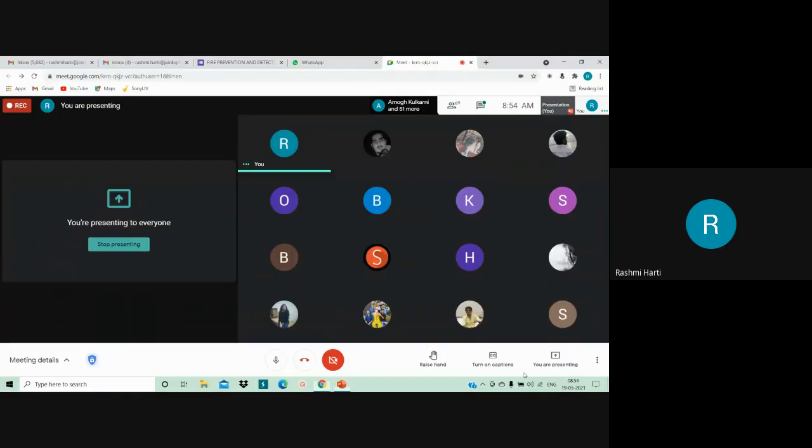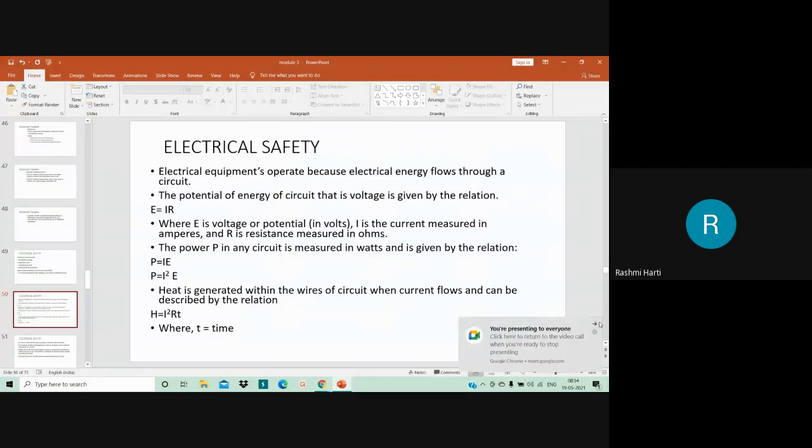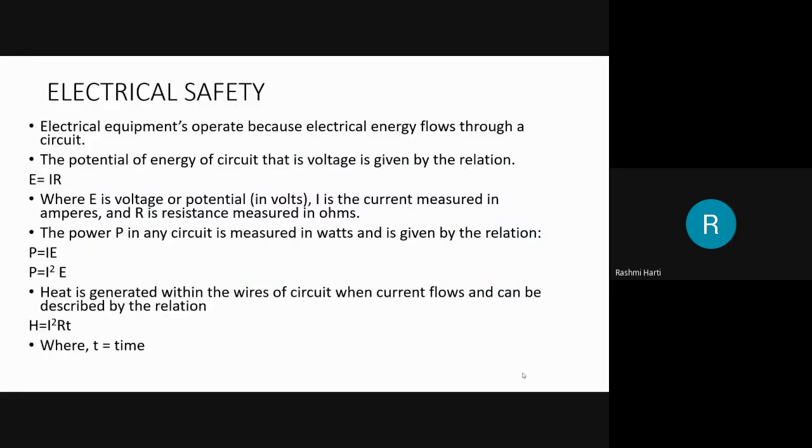So when we speak about electrical equipment, electrical equipment basically operates because electrical energy flows through a circuit. When you switch on the light, the electrical energy flows through the circuit and then the electrical equipment starts working. The potential energy of a circuit, that is voltage, is given by a relation.